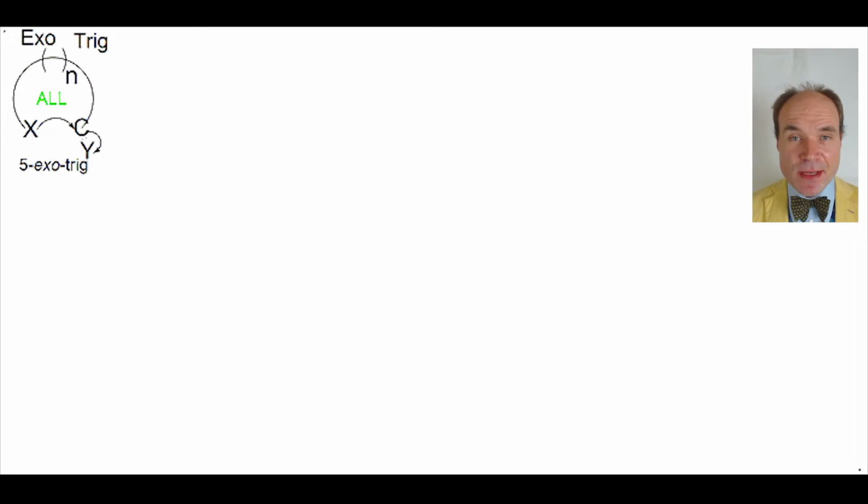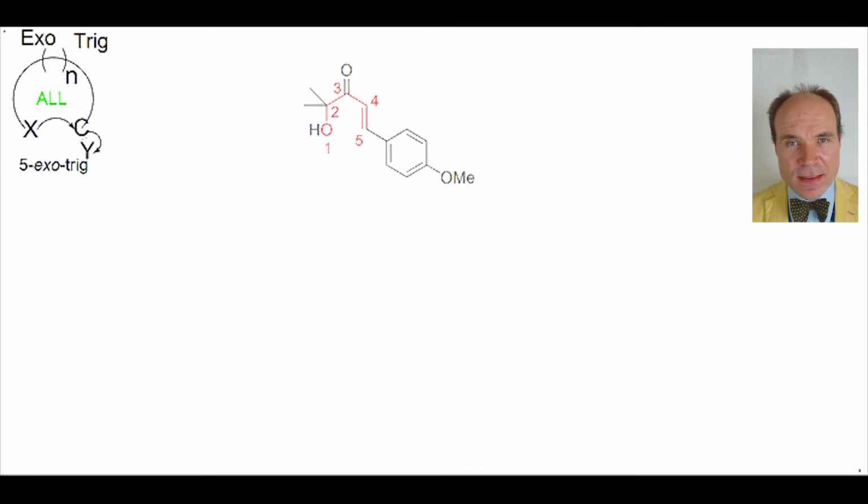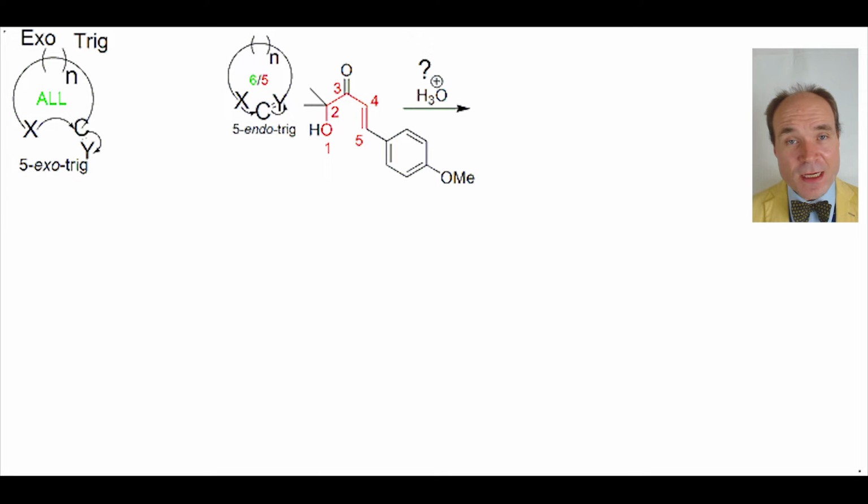Let's look at another example of exo trig. Here, it's the lone pair on the alcoholic oxygen, oxygen 1, that attacks the alkene at carbon 5. As a result, we form a 5-membered ring.